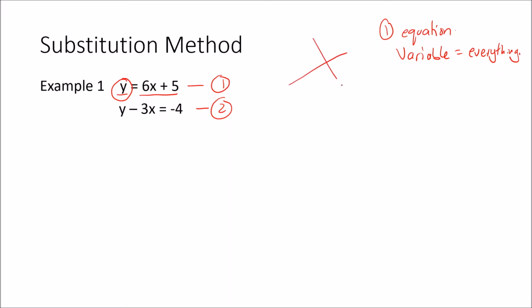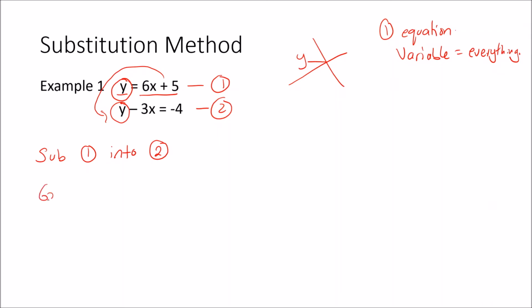But we know if we have our two graphs crossing over, they have the exact same y value. So that means this y and this y are the same thing. And if these two y's equal the same thing, and that y equals 6x plus 5, we can just substitute that straight into this equation. So we're going to sub equation 1 into equation 2.